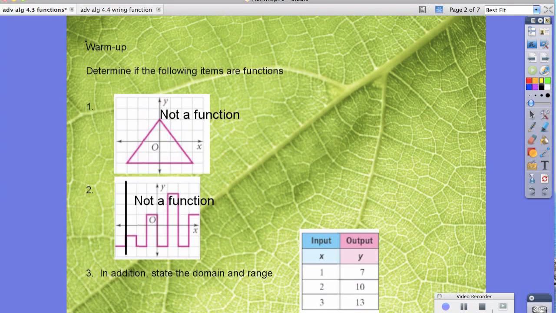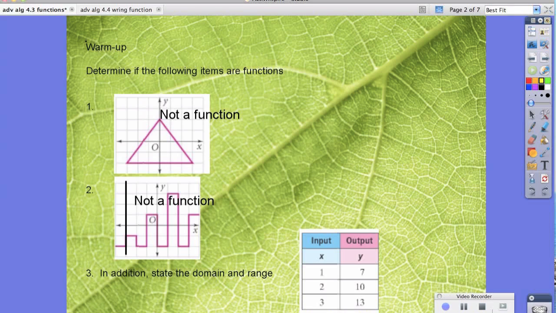Therefore, this one is also not a function. Last but most certainly not least is question number 3. It doesn't have a graph, so we're going to have to play match. Remember, the best way to do this is to look at our x's. If we have any doubles of our x's, we're going to look at those. If they're paired with the same y, then it's a function. If not, it's not a function.